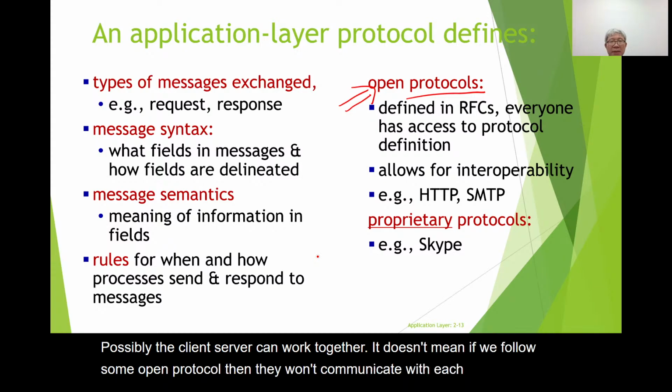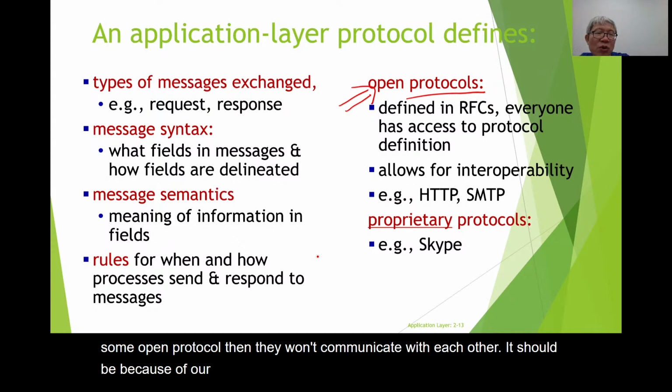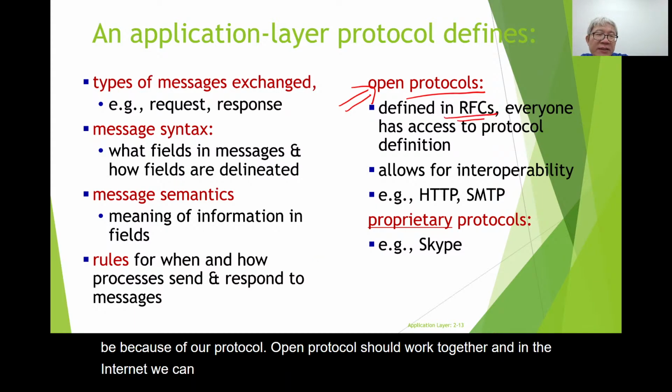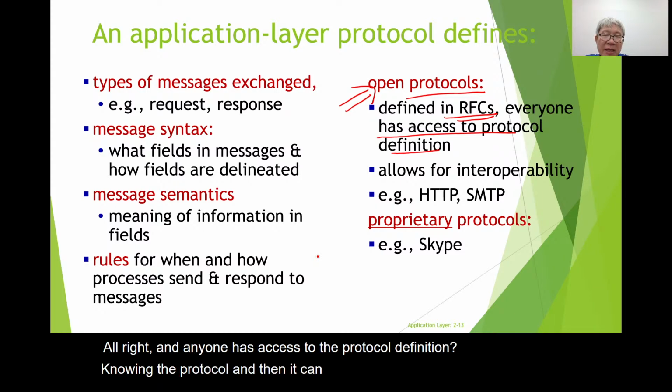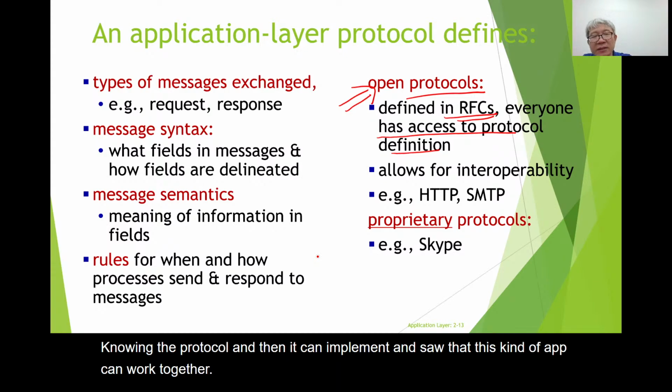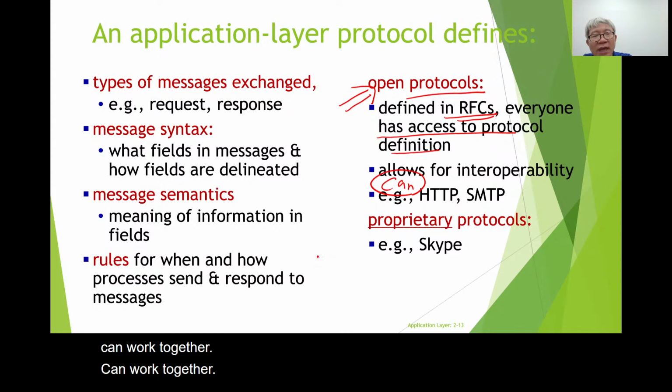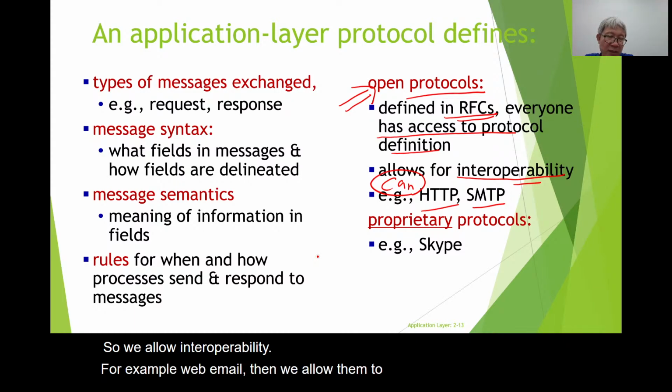It doesn't mean that if we follow some open protocol, they won't communicate with each other. Because of the open protocol, they should work together, and on the internet we can define RFCs. Anyone has access to the protocol definition, and knowing the protocol, they can implement it, so that this kind of app can work together. So we allow interoperability. For example, web and email, we allow them to work together. Anyone can create this kind of app if possible.